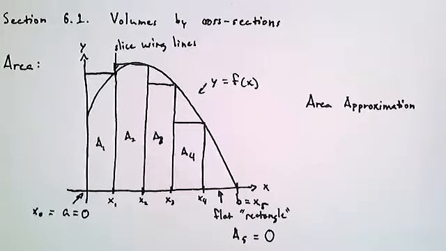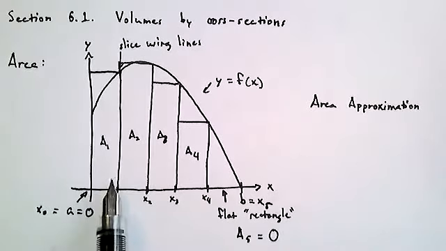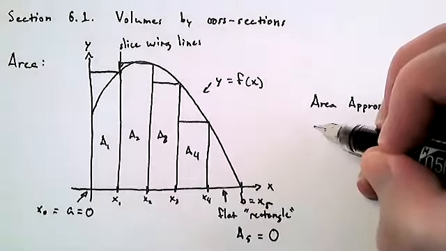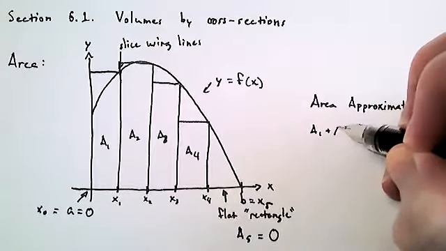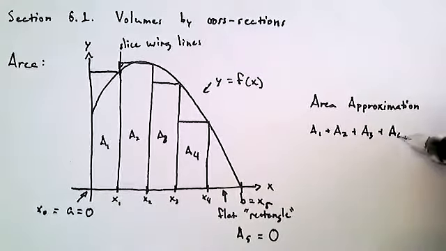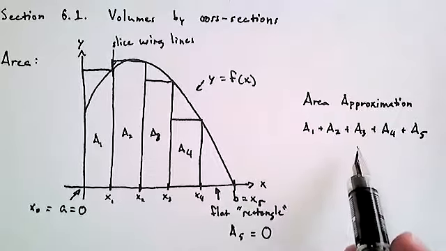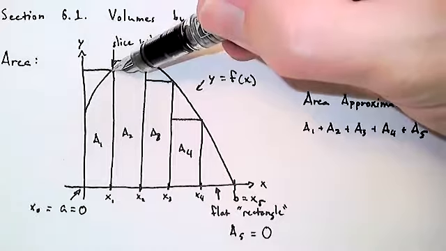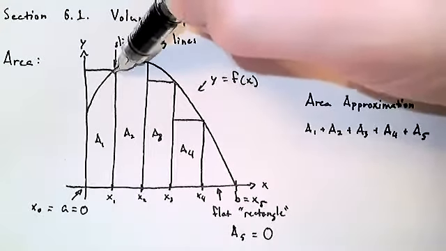Okay, so back to our approximation. In order to approximate this area, we'll just add up all the areas of the rectangles. So that's A1 plus A2 plus A3, and then 4 and 5. But then each of these areas are just rectangles that we can find the area for. The first one has width x1 minus x0, and height here, so this is the function value at x1.